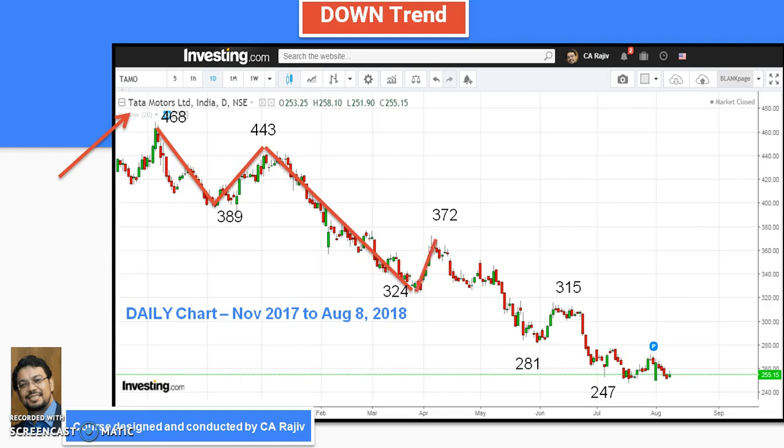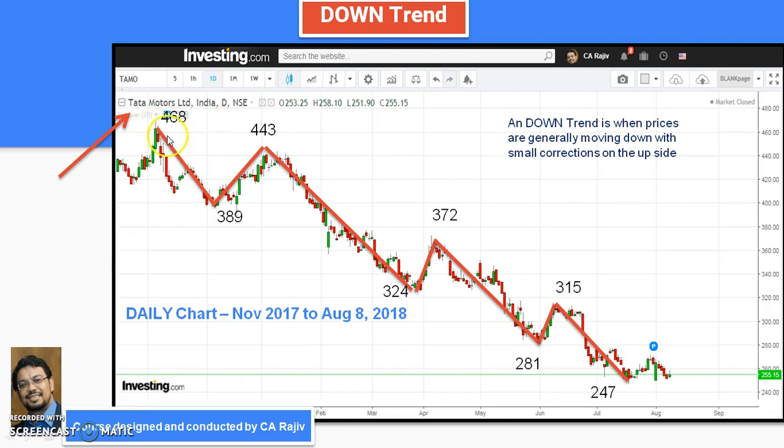Let me define the lower high and lower low formations. A downtrend is nothing but when the prices are generally moving downwards, but with a small correction on the upside. Here I would like to add one more point. Please note the word correction here. In a downtrend, please note very specifically that up moves are corrections. Therefore, every time the market falls does not mean that it is a correction. When you are in a downtrend, upward movements are actually corrections. So one thing is very clear: in an uptrend, down moves are corrections. In a downtrend, as I explained, up moves are corrections.